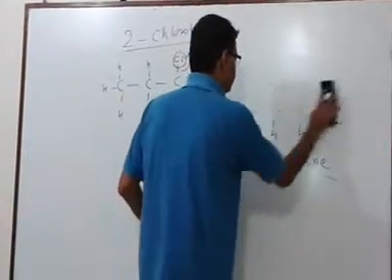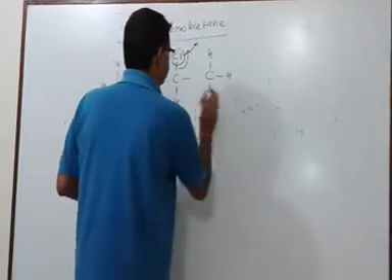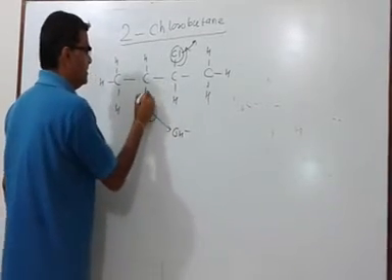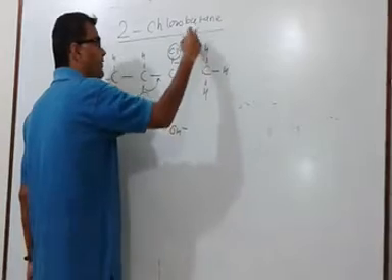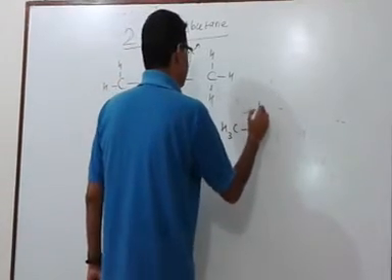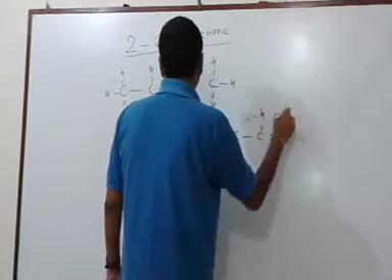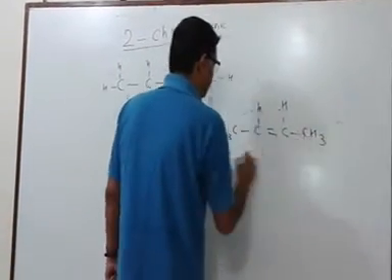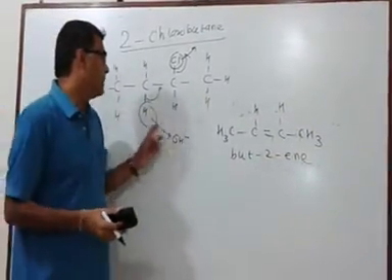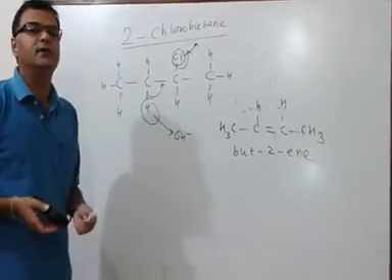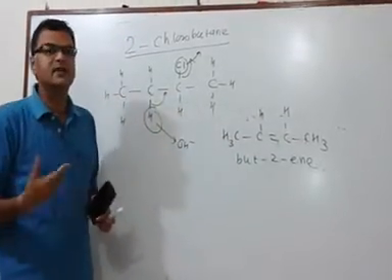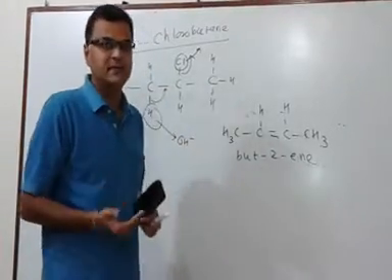Now let us consider the second situation in which the base OH- extracts this hydrogen. This bond will shift and as usual Cl will go away and a double bond will be formed here, and what it gives you is CH3CH=CHCH3. This is but-2-ene. So what we have seen is that when there is a choice available, two different products are obtained in this case. One of them is but-1-ene and the other is but-2-ene. Now we will study which product is going to be formed in preference and why.